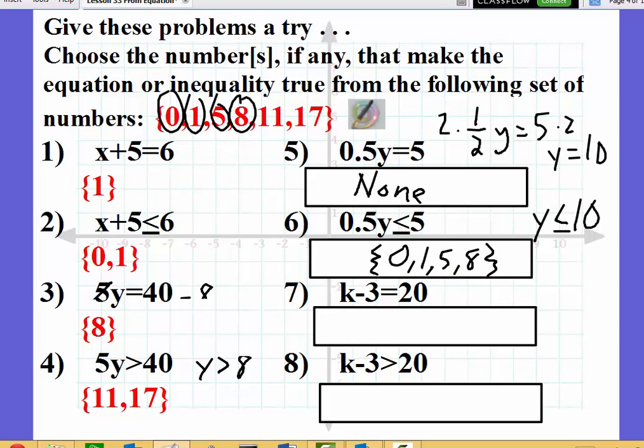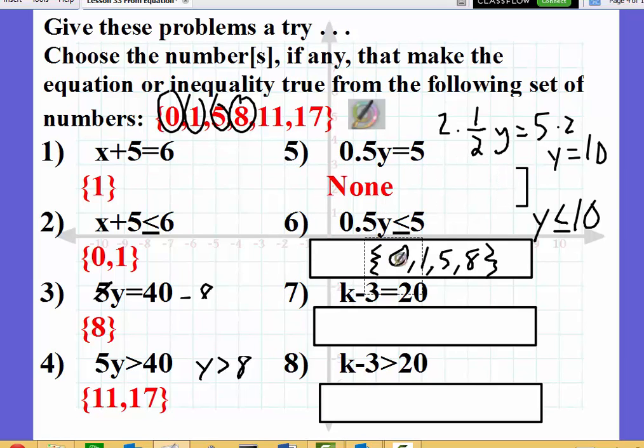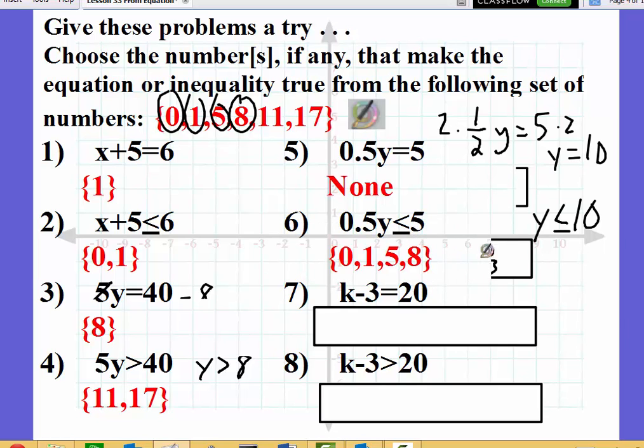And now let's check these two. Should have none. And I should have 0, 1, 5, and 8. And look. So far, so good.